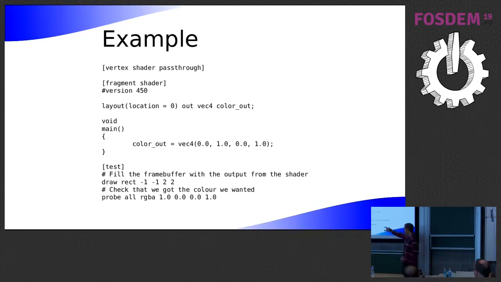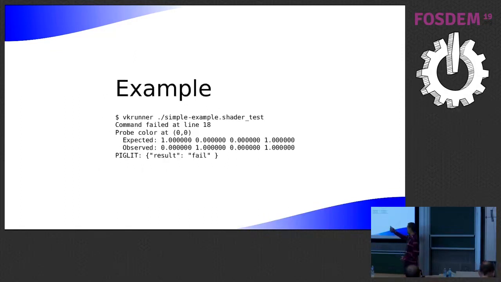And then the last section is the test section. It's a really high-level language to just run some tests with the shader. In this case, draw rect just draws a full-screen rectangle, and then probe probes the frame buffer for the color.